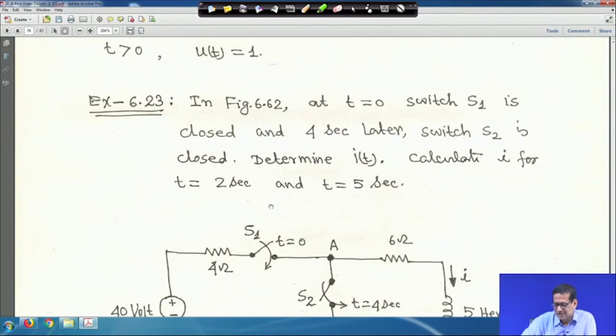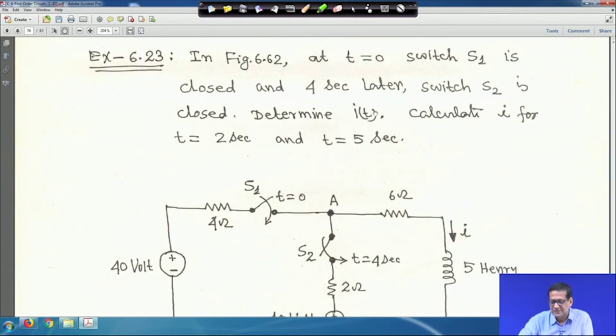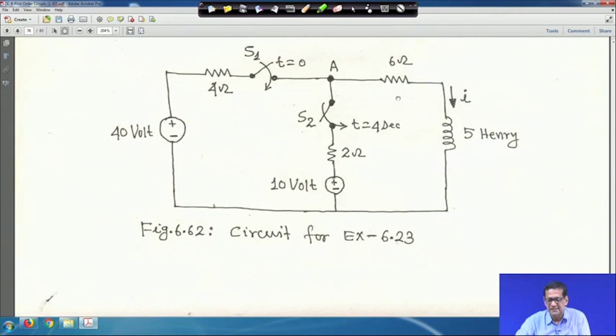Now, another problem. In the figure, at t is equal to 0, switch S1 is closed, and 4 seconds later switch S2 is closed. Determine I t, and calculate I for t is equal to 2 seconds and t is equal to 5 seconds. So, this is the circuit. At t is equal to 0 switch S1 is closed, and 4 seconds later S2 will be closed. After 4 seconds both S1 and S2 will remain closed forever.